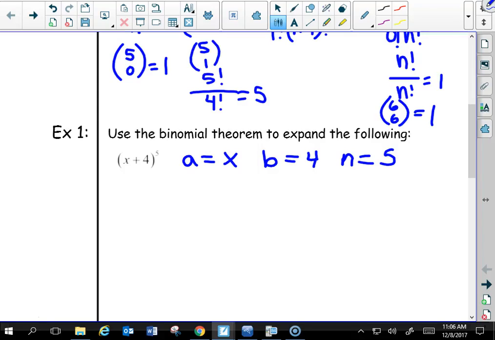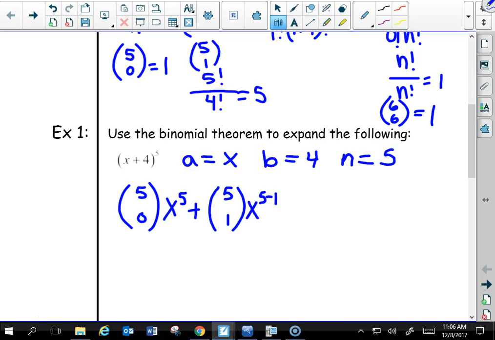So to expand this, I'm going to start with the combination 5 over 0. And then my A is x. It's going to go to the n power, and n is 5. Let's write 5. And my B doesn't show up in this one. So plus 5, I'm going to be counting up from 0 in the bottom of my combinations. And I get x to the 5 minus 1. And now my B is going to show up to the first power. Now I'm just going to write all these out, and I'll simplify them in the next step.